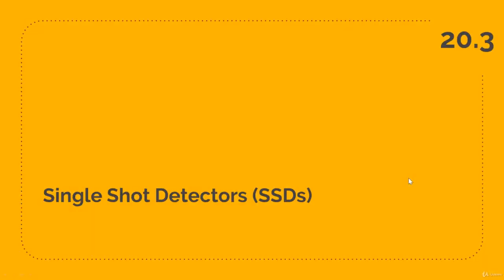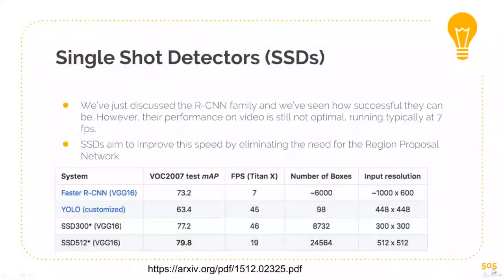Okay, so now let's move on to chapter 20.3, where we talk about single shot detectors, also called SSDs. And these are not solid state drives, by the way. Totally different SSD. So we previously went through the entire RCNN family, and we've seen how successfully they can be applied. However, the performance on video is still not optimal, and they typically run, even on GPUs, at 7 frames per second. SSDs aim to improve this speed by eliminating the need for region proposal.